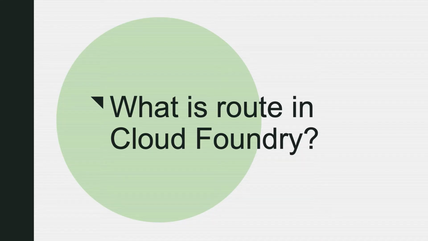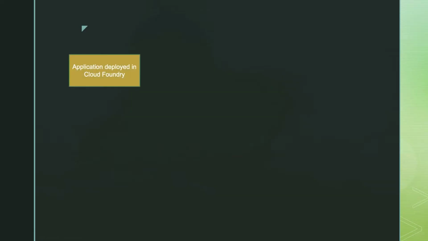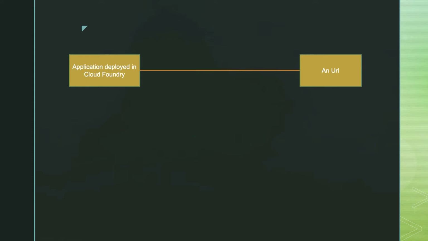Now let's understand what a route is in Cloud Foundry, because the route plays a critical role in blue-green deployment in Cloud Foundry. An application deployed in Cloud Foundry has a URL. The application is mapped to a URL address, and this is called a route. In our case, D2D retail bank is mapped to this particular URL, d2d-retail-bank.cfapps.us10.hana.ondemand.com, and this is the route for that.